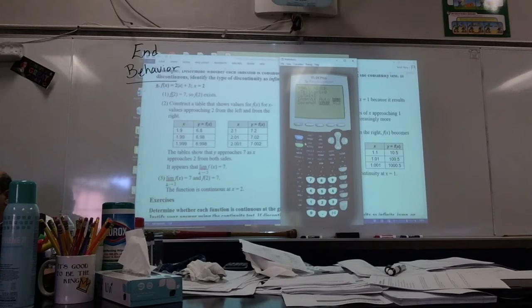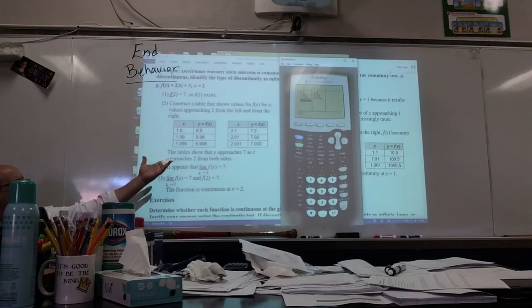Now I'm going to hit second and table or graph, and now I'm going to start putting in those numbers. 1.9, enter. 1.99, enter. And this is how you create a table. And as you approach 2, you get closer and closer and closer to 2. Look, the output looks like it's coming real close to 7.